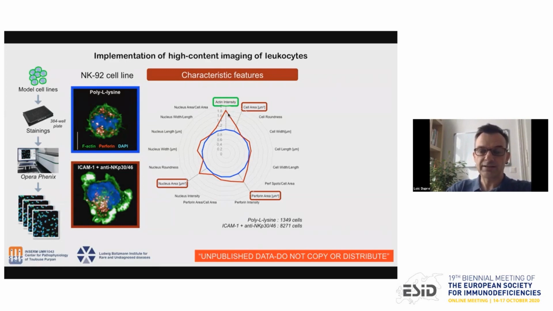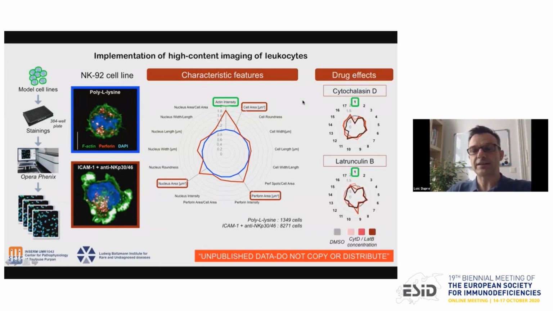To further validate this approach and look at its ability to detect alterations in the actin cytoskeleton, we treated the NK92 cells with drugs known to affect the cytoskeleton, cytochalasin D and latrunculin B, which were used at 3 different concentrations. Very clearly, you can see that the F-actin intensity in the synapse of those NK92 cells is affected in a dose-dependent manner, therefore validating this type of approach.